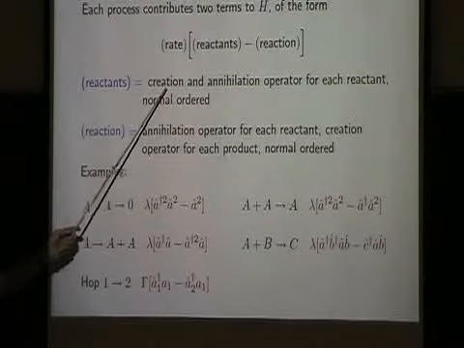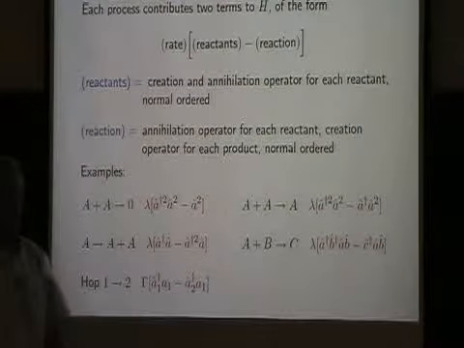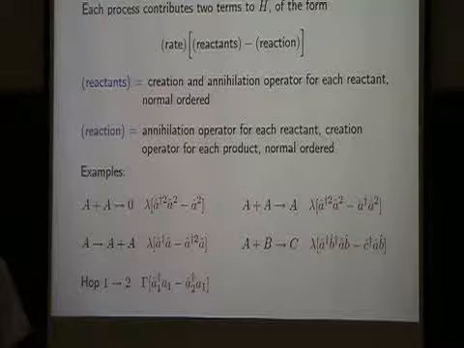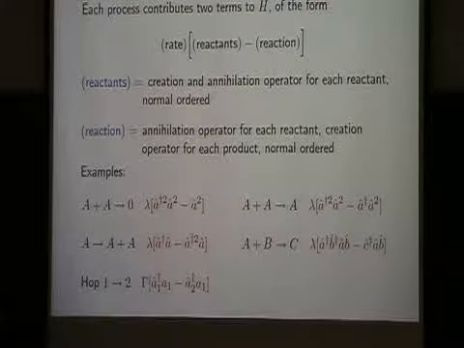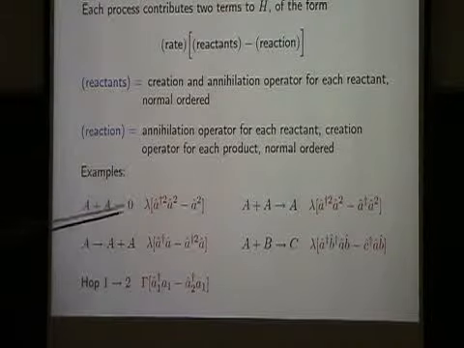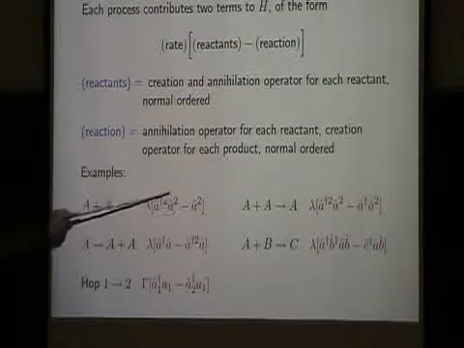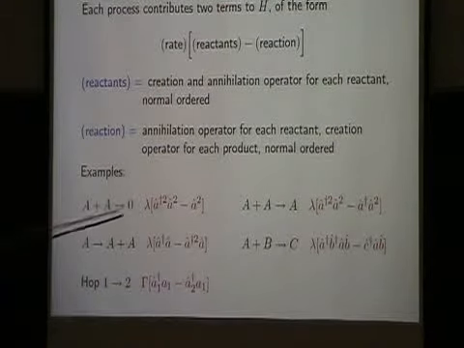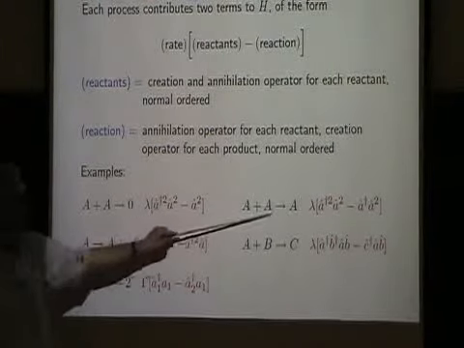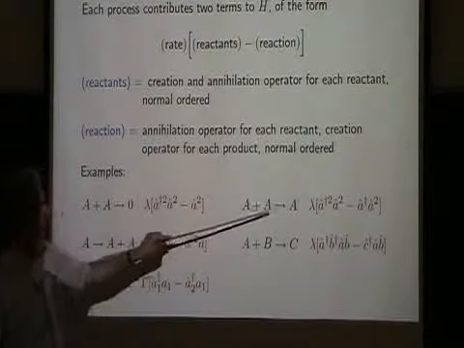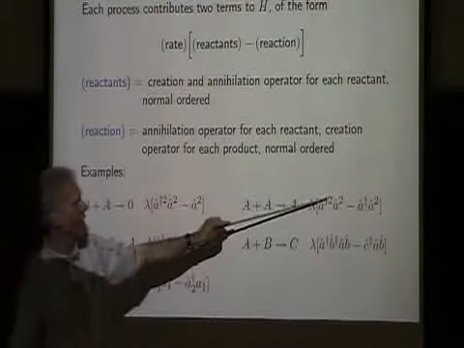For those, all you do is write down a creation and an annihilation operator for each reactant, but you do them normal ordered. Normal ordered means all the A's on one side, all the A daggers on the other. As an example, A plus A goes to 0. Here is the reactants term. I've got two reactants, so I need two A daggers and two A's. Notice that this reaction is the same thing: I have two reactants, two A daggers, two A's.